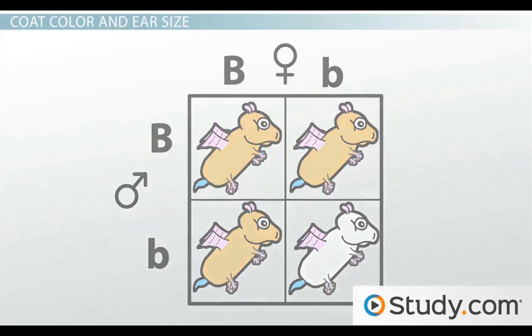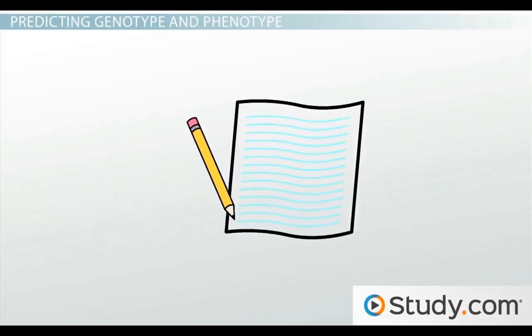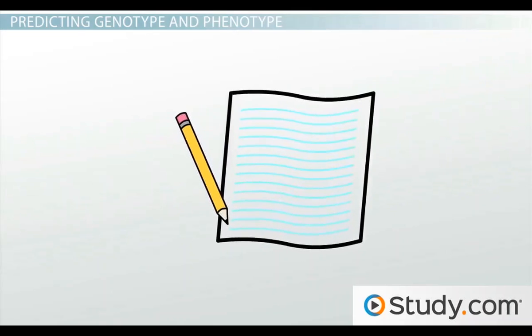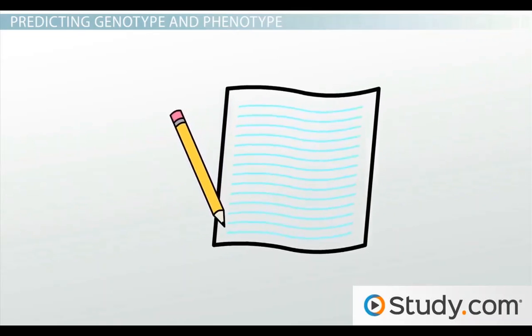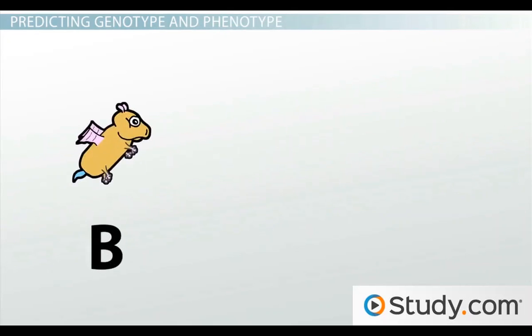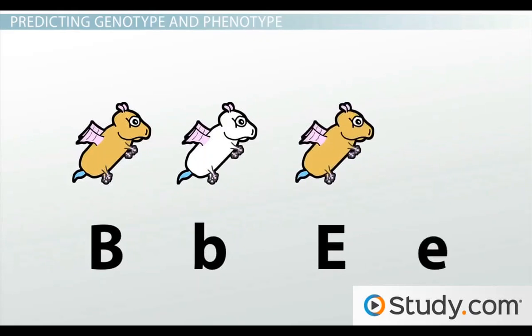All right, so why don't you pause the video and get a piece of paper and a pen or a pencil, and we can try to do this together. Okay, so let's make sure that we use the same abbreviations for all of the alleles we're going to be talking about. Let's have big B represent the brown coat, little b represent the white coat, and for the ears, let's have big E represent small ears and little e represent big ears.